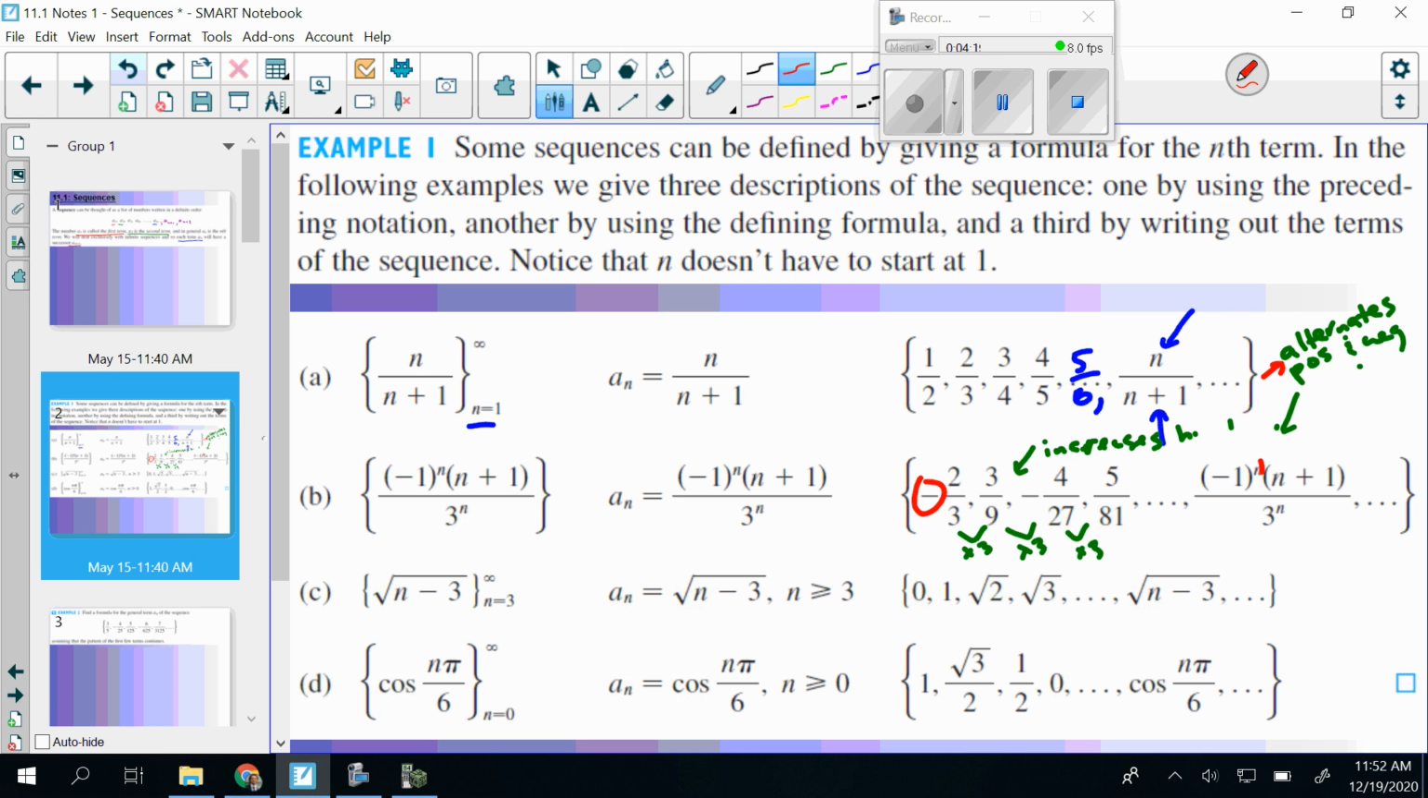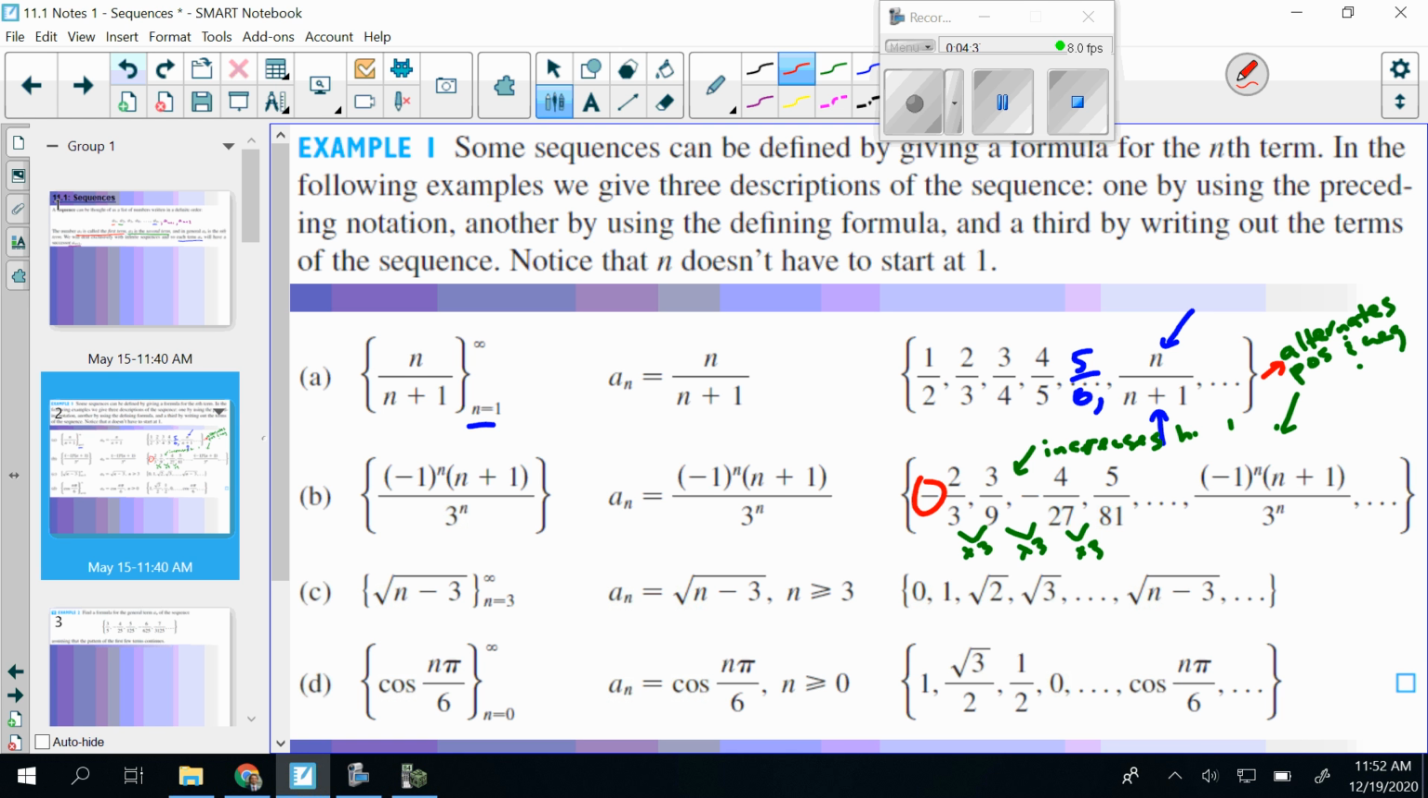One other thing you'll see, if the first term is positive instead of negative, then you can just write this as -1 to the power n+1 or n-1, and that'll make the first power come out even to make that first term positive.